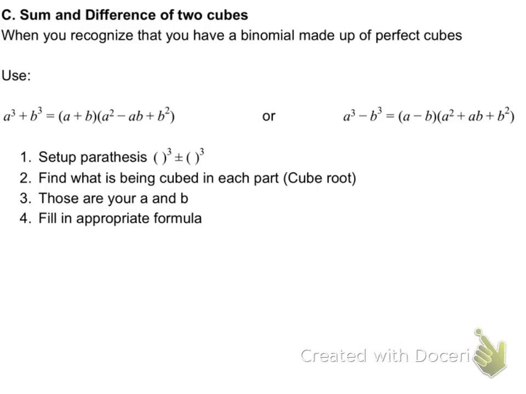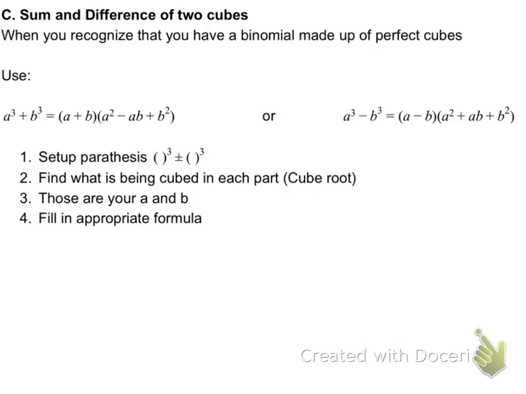The same exact way that I presented the difference of squares. Now remember, there was no sum of squares. There's only difference of squares. But here, we do have a sum and difference, which means add and subtract. You need to recognize that you have a binomial, 2 terms, made up of perfect cubes. And if you do, you can use those 2 formulas.